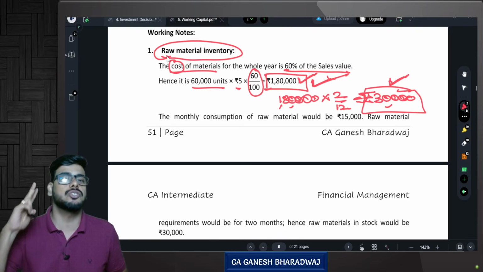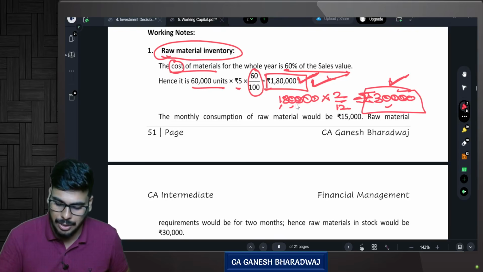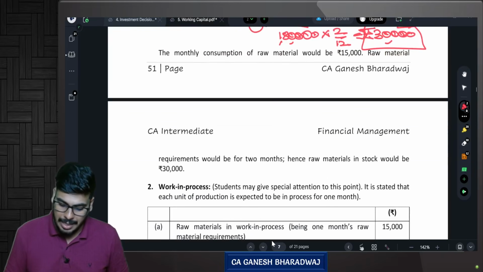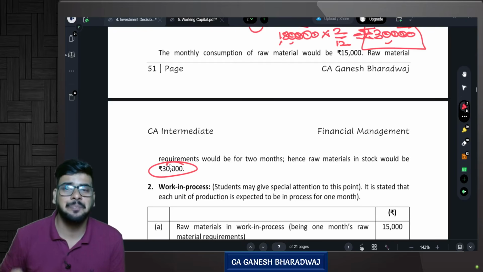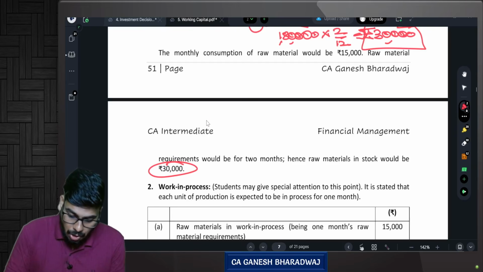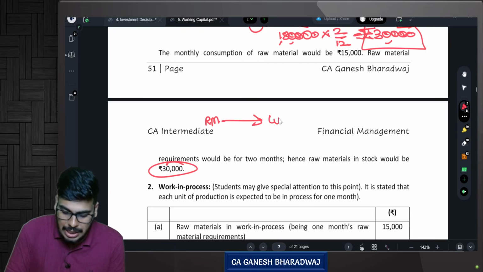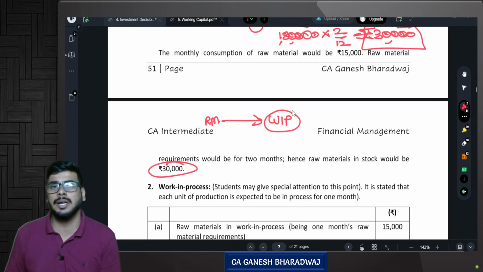I need 2 months of my annual requirement. Annual requirement of raw material is 1,80,000. 1,80,000 into 2 by 12, 30,000 rupees would be the raw material amount that is required in the business. Are you clear with this? Then this raw material now needs to be converted into finished goods. This process of conversion is called as WIP, correct?